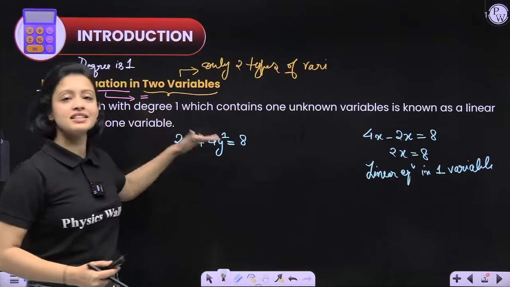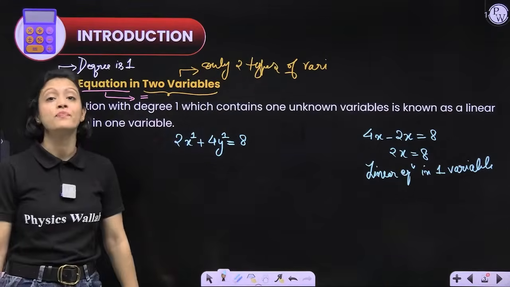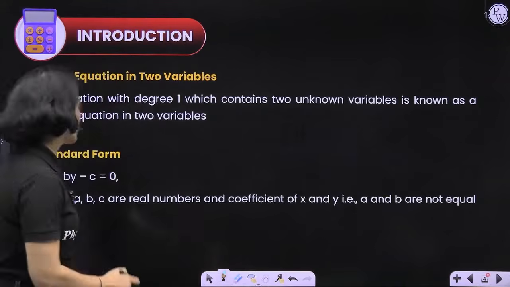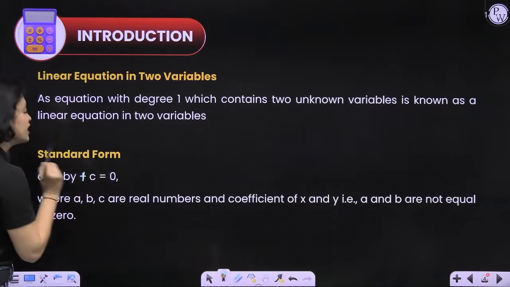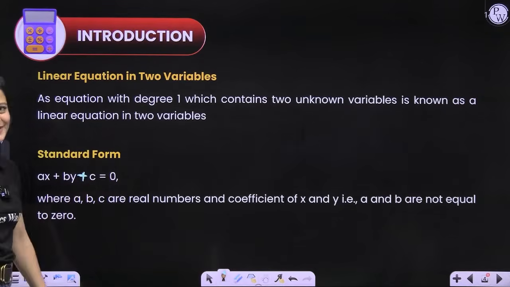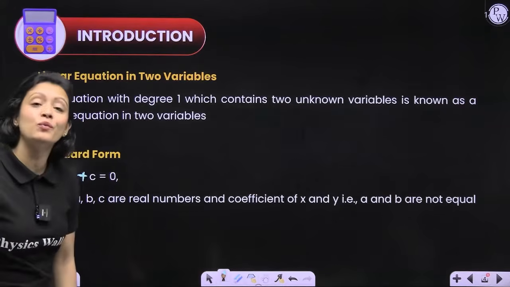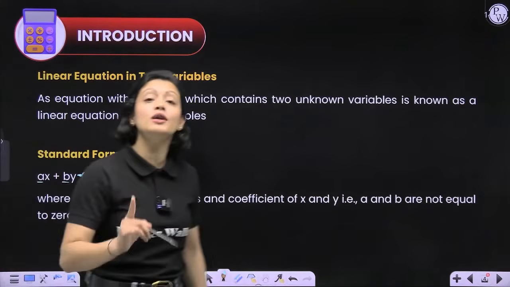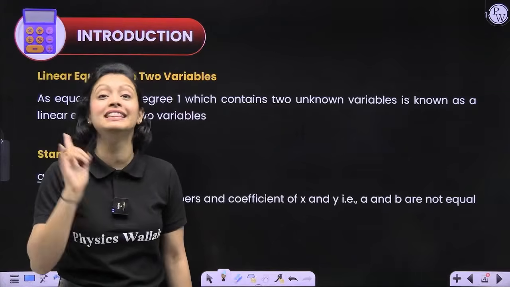Okay, so this is linear equation in two variables. Now let's see the standard form of linear equations in two variables. The standard form of linear equation in two variables is ax plus by plus c equals 0. Now since we are dealing with the world of real numbers, a and b cannot be equal to 0.